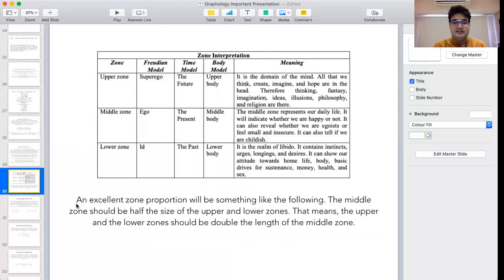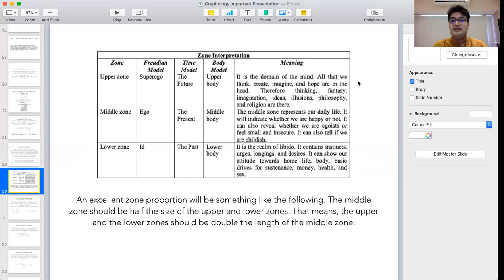Now, have a look at this. The upper zone, which is in the Freudian model, is the superego. The time model means that it represents the future aspect. The body model is the upper body. It is the domain of the mind. All that we think, create, imagine, and hope are in the head. Therefore, thinking, fantasy, imagination, ideas, illusions, philosophy, and religion are all over here, the upper zone. The middle zone, the middle part of the body, the ego, which means the present moment.